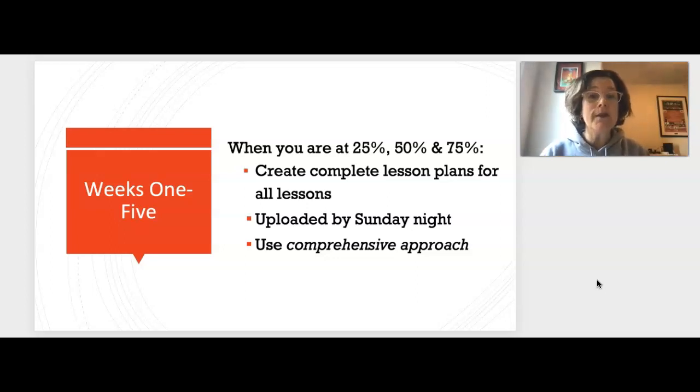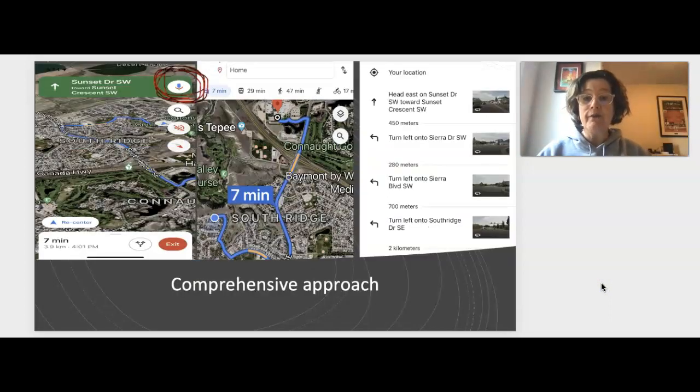We do want them to be uploaded by Sunday night, and we want you to use what we are calling a comprehensive approach. So what do we mean by a comprehensive approach? I'm actually going to use a bit of a Google Maps analogy that Carolyn Freeman and I talked about, and I think it will work perfectly here to illuminate what we are expecting. So for lesson plans in weeks 1 through 5, we want you to use this comprehensive approach.